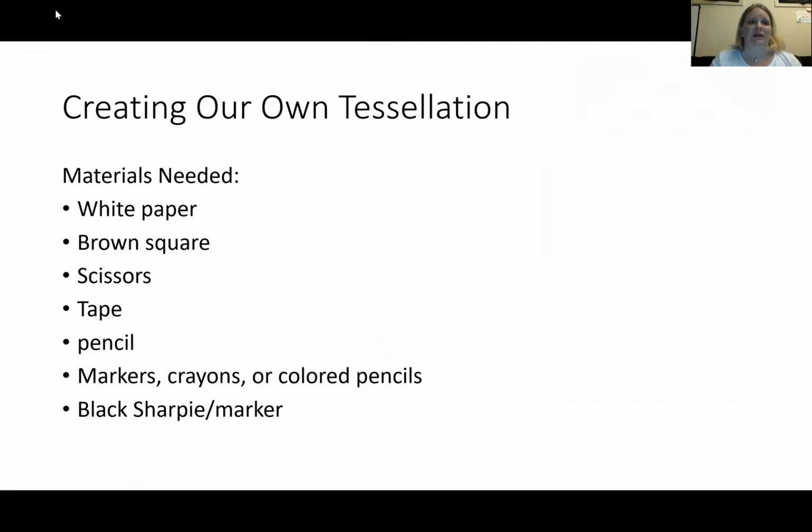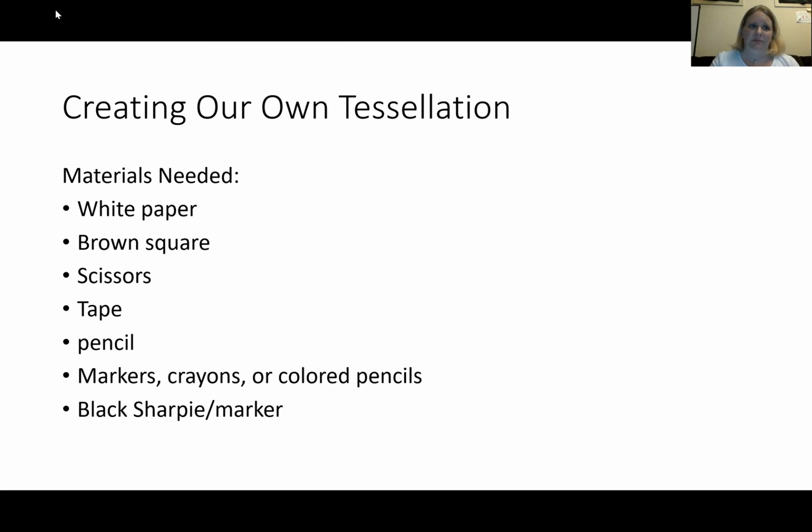Today, we are going to create our own tessellation. What you're going to need is white paper and the brown square that was provided to you. This is a 2-inch by 2-inch square. If you need more, and I think you got a couple extra, it's 2 inches by 2 inches, made with a little bit thicker paper. You are going to need some scissors and some tape. You will need a pencil. You'll need your markers, crayons, or colored pencils, whatever you choose. And then you'll need a black Sharpie or a marker.